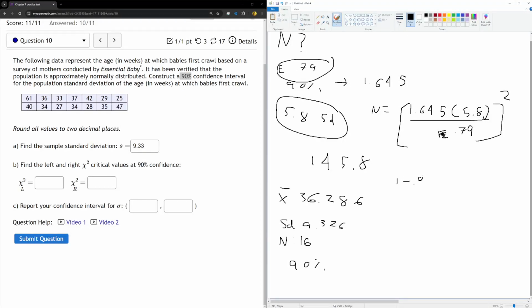1 minus 0.9 is 0.1, divided by 2 is 0.05. Our degrees of freedom is 15. I get that from taking our total number, you can even count those, and subtracting 1. That gives us our degrees of freedom. So if I look on this chart, I look at 0.05 and down to 15.